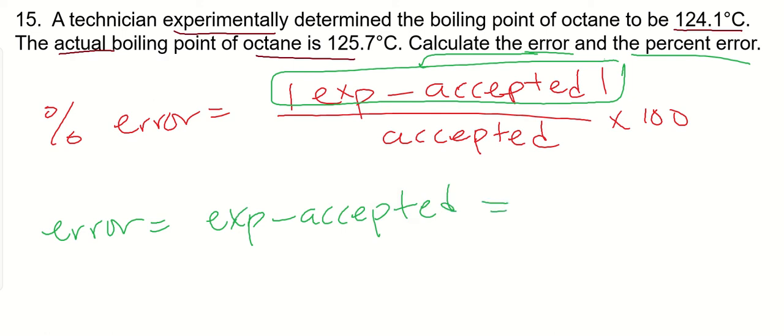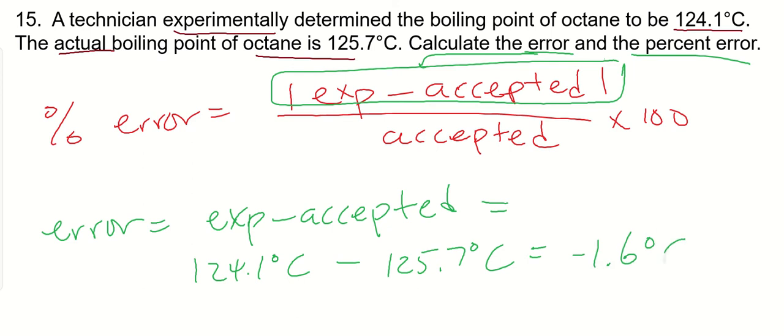So we'll plug these numbers in. Experimental is 124.1 degrees Celsius minus the accepted, 125.7 degrees Celsius. Plug that into our calculators. 124.1 minus 125.7 is negative 1.6 degrees Celsius. So the error in that measurement is negative 1.6 degrees Celsius.